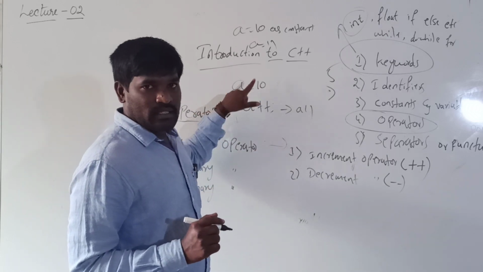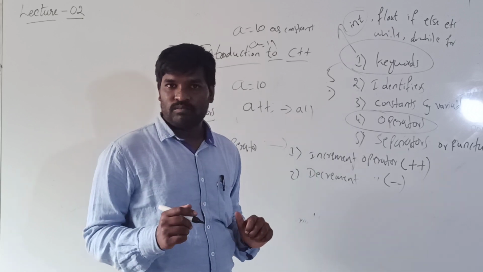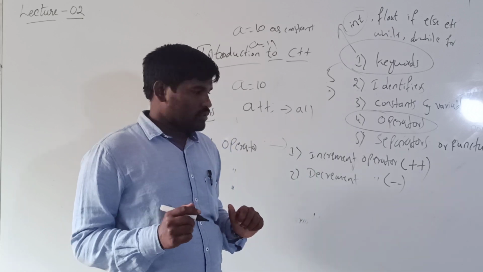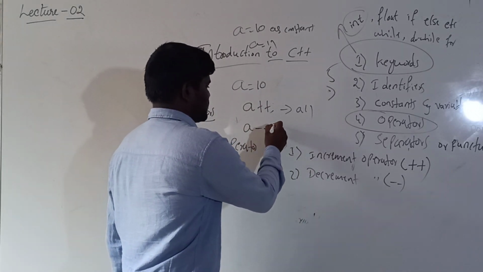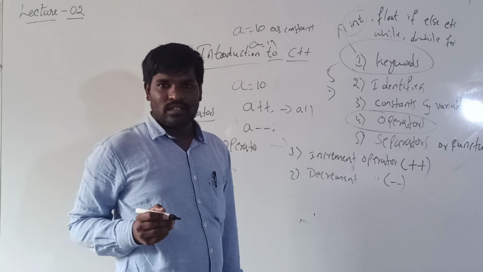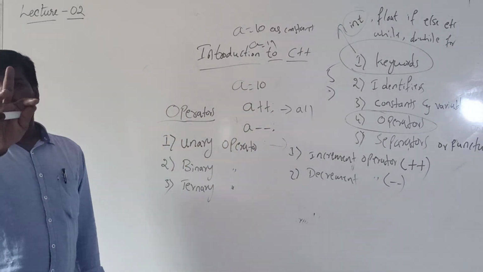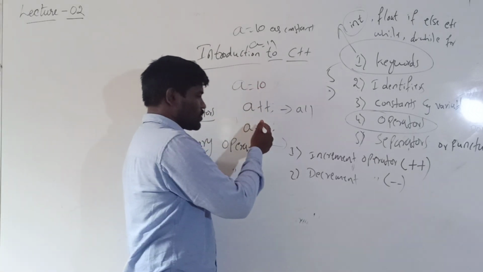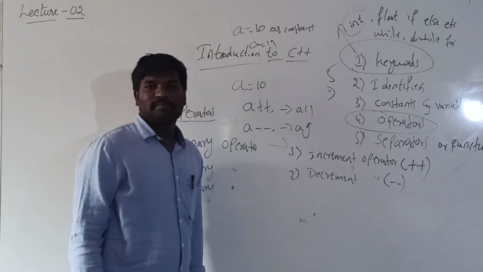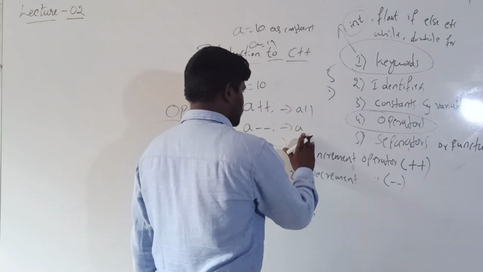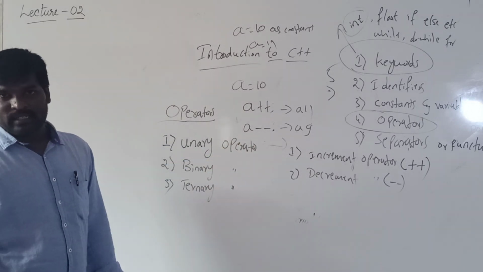Initially it is 10, so when we increment it, it becomes 11. Decrement operator, a minus minus, is exactly opposite, which decreases the value of the operand by 1. If a is equal to 10 and a minus minus comes, then the a value becomes 9. Clear? So, increment operator and decrement operator.